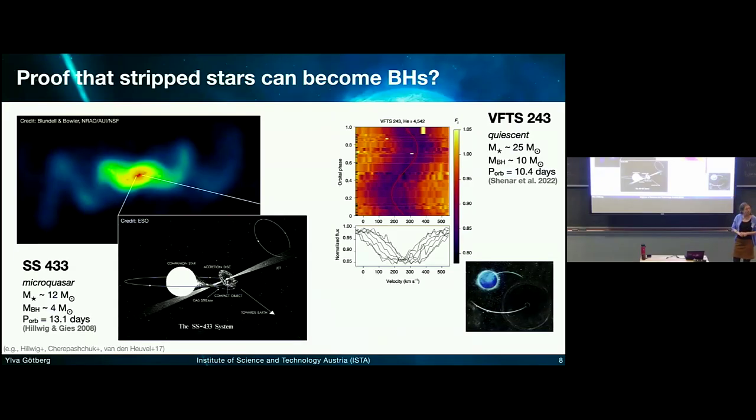So I would even dare to claim that this is so tight that the progenitors of the black hole probably went through mass transfer. Yeah, Johan, you have a question?